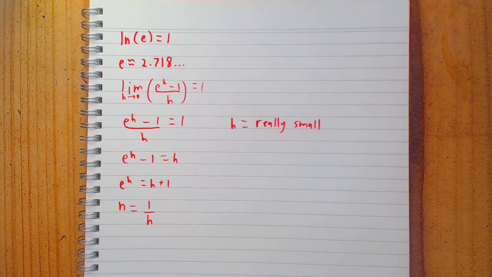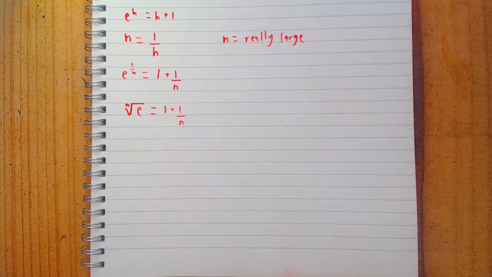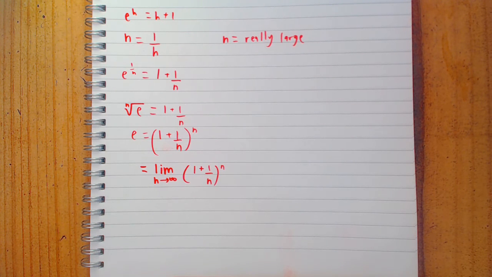Now we will let n equals 1 divided by h. H is a really small number, so n is a really large number. We end up getting e to the 1 on n equals 1 plus 1 on n. This means the nth root of e is 1 plus 1 on n. Raising both sides to the power of n, we get e equals (1 plus 1 on n) all to the power of n. Remember, n is a really large number, which means we take a limit as n approaches infinity. Hence, we've got our final answer that e equals the limit of (1 plus 1 on n) all to the power of n, as n approaches infinity.